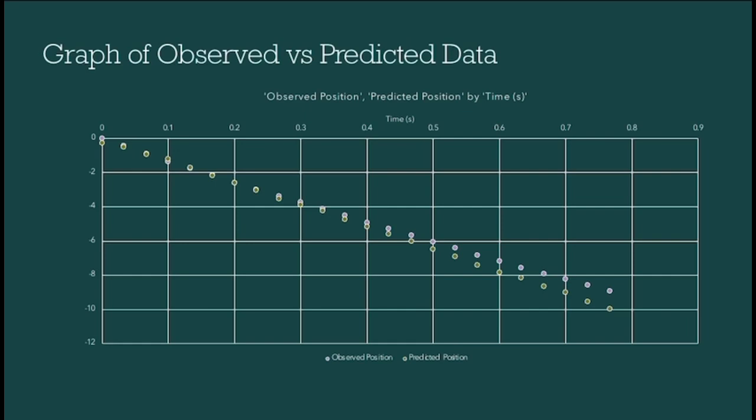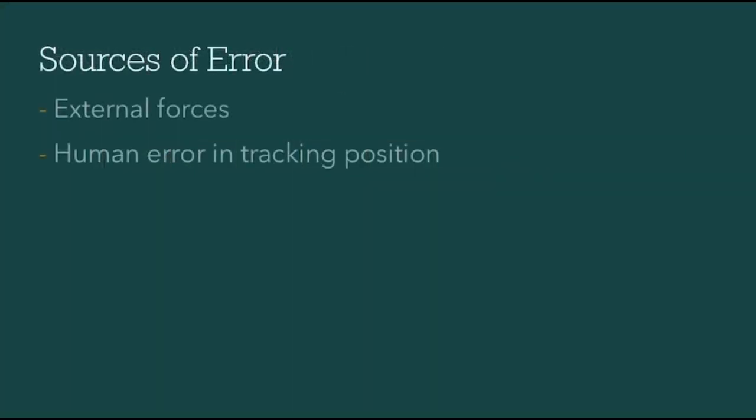So now that we've obtained all of our observed versus predicted data, we can create this graph where we see a trend with the observed data: the observed position does not make it as far as the predicted position, meaning that there has to be some external force at play. So some possible sources of error include both external forces and human error in tracking position.